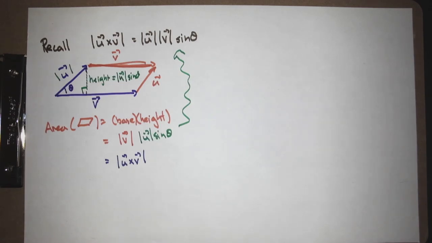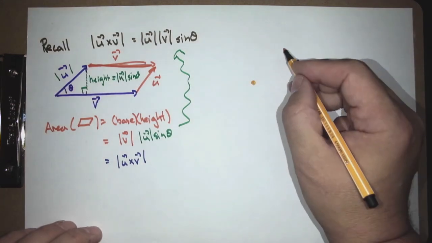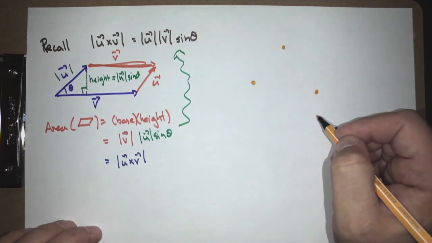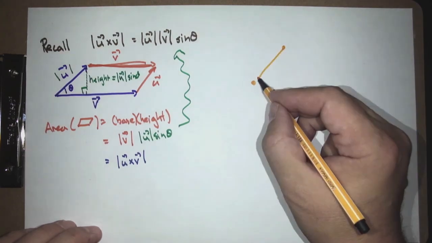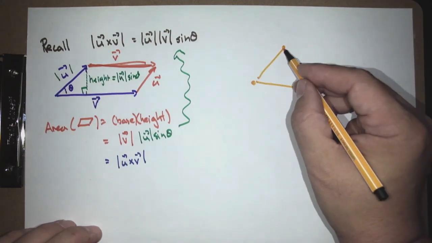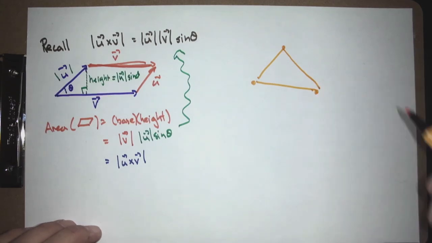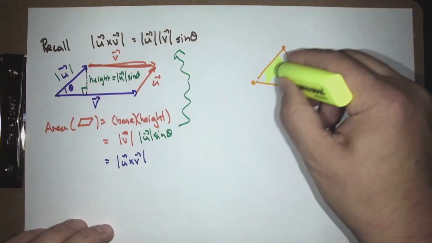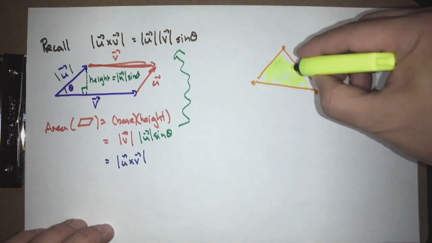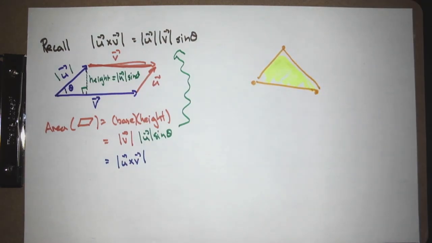Well, okay, but maybe I don't want a parallelogram. What if I wanted to find a triangle? Can we do anything about triangles? Because triangles are pretty cool. They have a whole class dedicated to triangles. They call it triangleometry. Could we find this area?